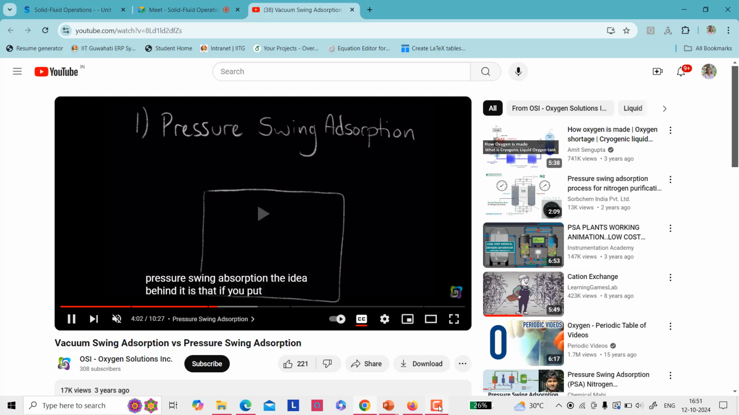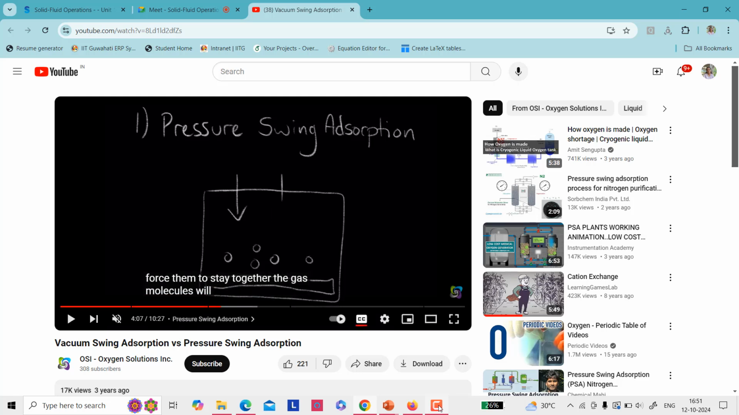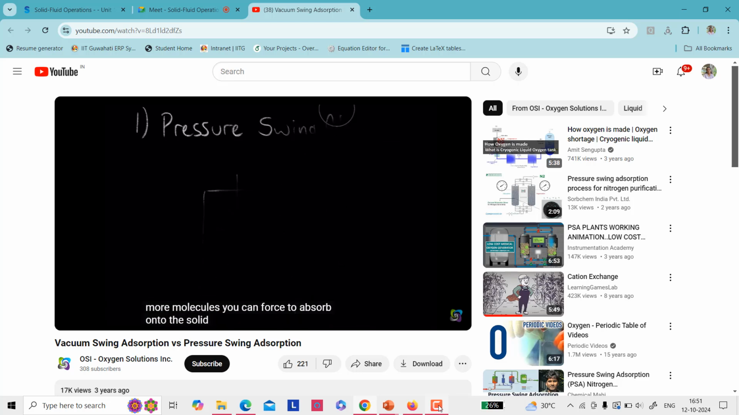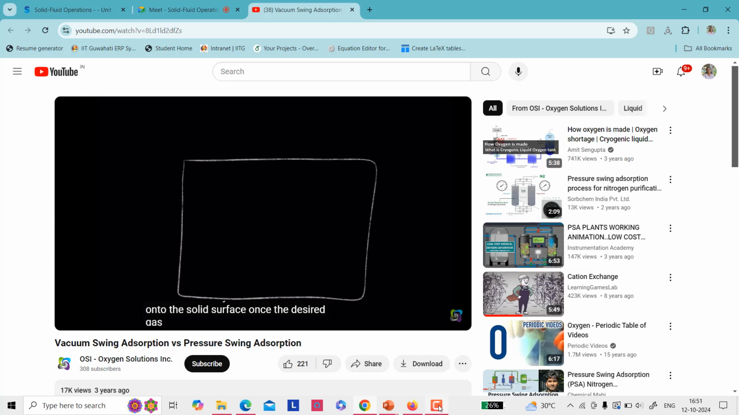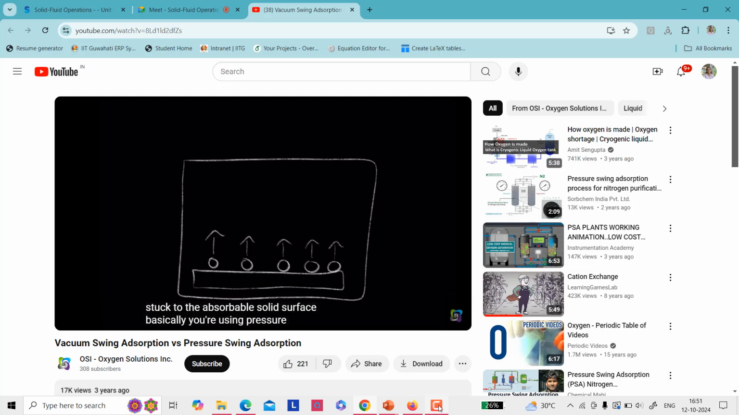The higher the pressure, the more molecules you can force to adsorb onto the solid surface. Once the desired gas is filtered out, depressurizing the concentrator will release the molecules stuck to the adsorbent solid surface. Basically, you are using pressure to attract the molecules and releasing that pressure to clean off the solid plate.